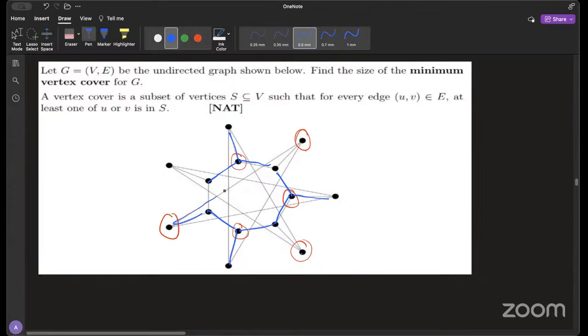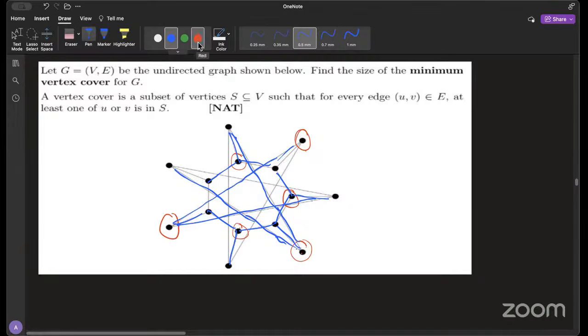This one, then this one. This covers this edge, and this edge. And we're still left with some edges, right? Which are the edges left? This one is left, this one is left. And this one is also left. This one's also left.